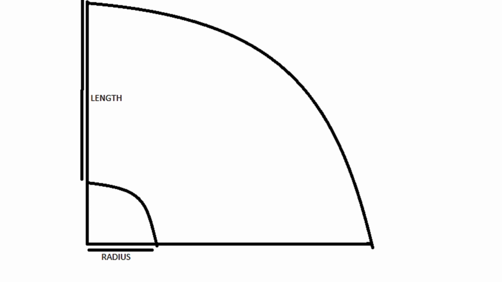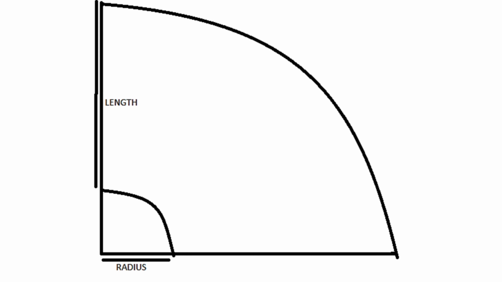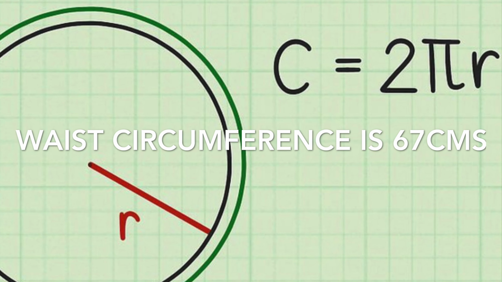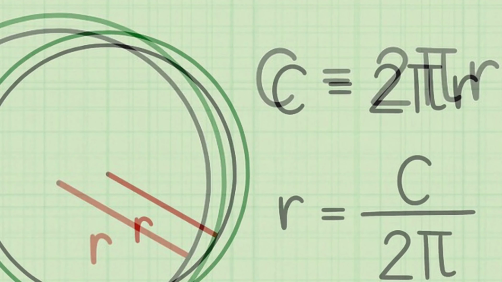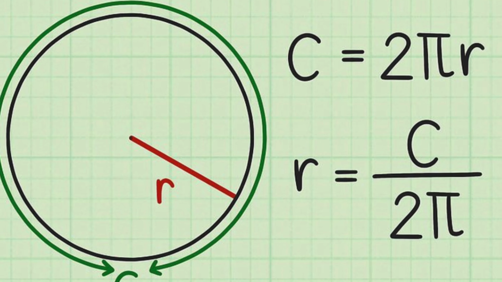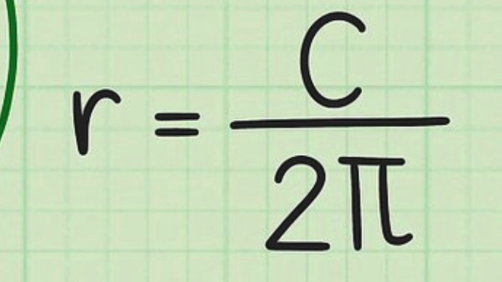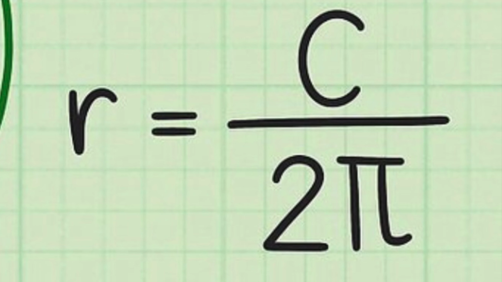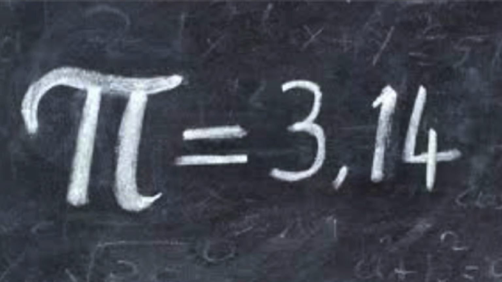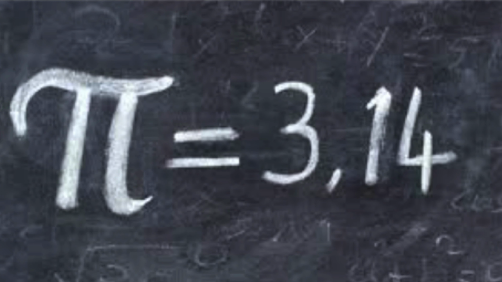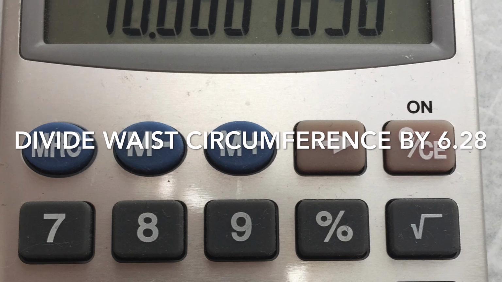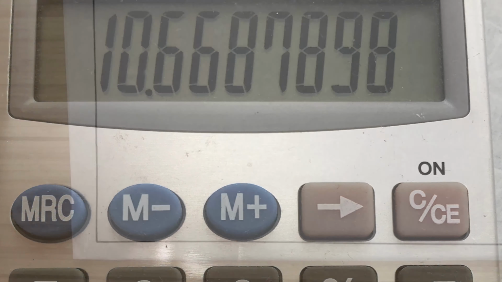In order to create the circle skirt, we need to do some basic geometry. We know that the circumference of the waist is 67 centimetres. We need to make a pattern for a circle that is the exact circumference of the waist. To calculate the radius of the circle, we need to divide the circumference by 2 pi. We know that pi is 3.14, so 2 pi is 6.28. Therefore, if we divide 67 by 6.28, we can calculate the radius.